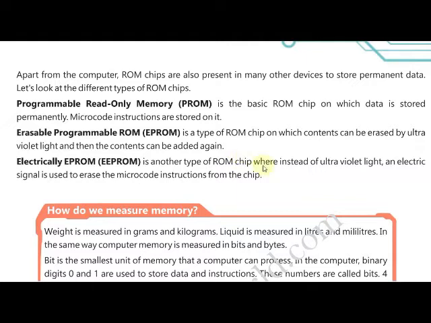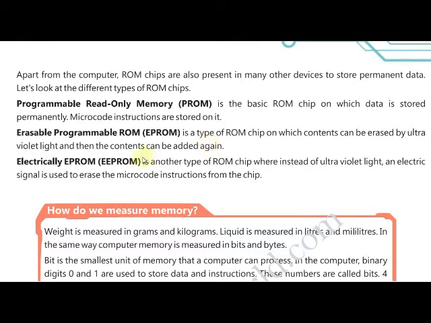In which type of ROM? In erasable programmable ROM. That means EPROM is a type of memory which allows the user to remove the contents using ultraviolet light and then add contents again. This is about EPROM. Then the next and last type of ROM is EEPROM.